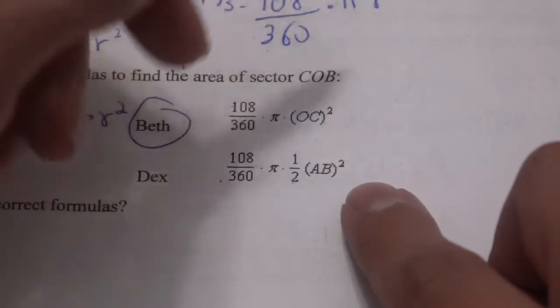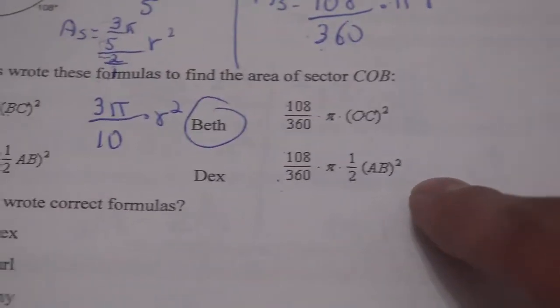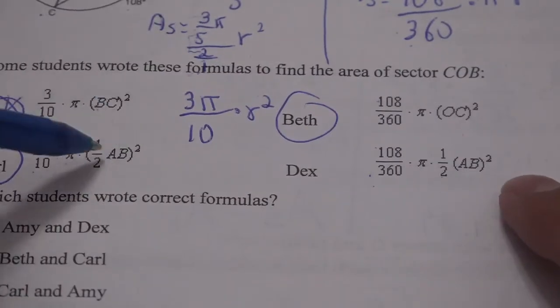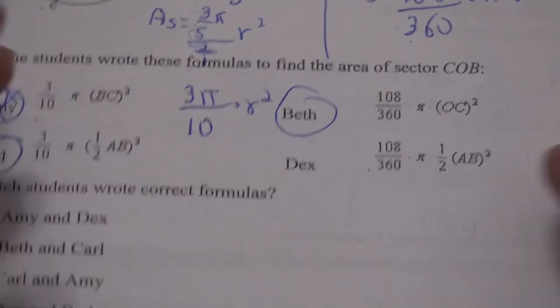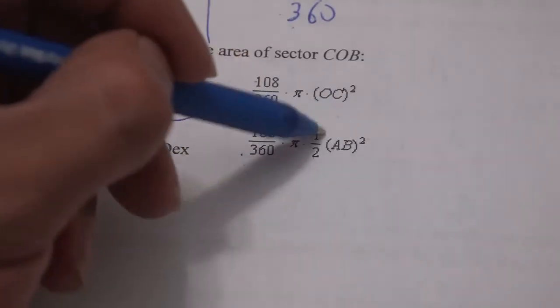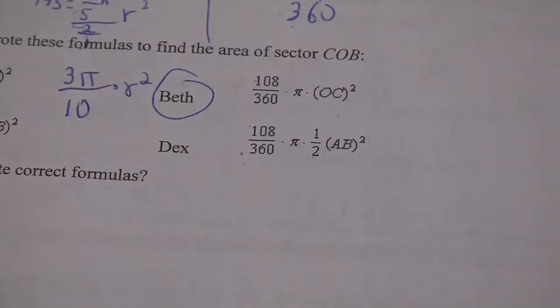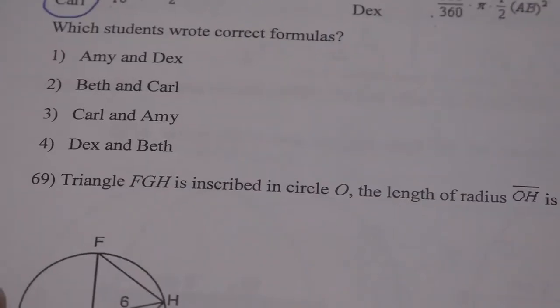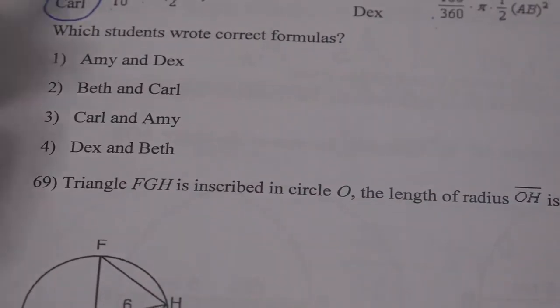You see? In the previous problem, this is half of the diameter. This is not half of the diameter. This is going to be the diameter squared and then half of that. That's not true. So then Beth and Carl are correct. Woo! Oh, okay.